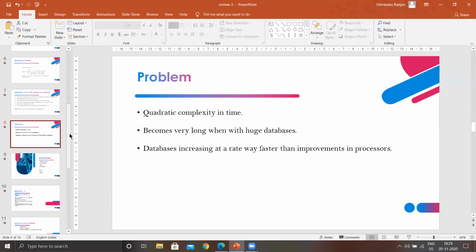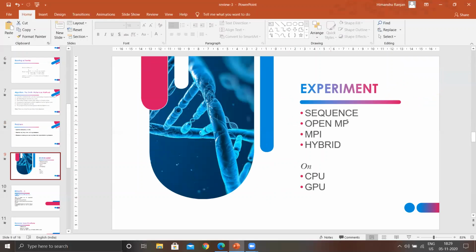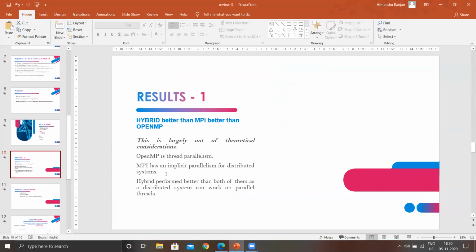To study the problem itself, we conducted a small experiment. We studied the sequential implementation of the SW algorithm, the parallelized implementations in the form of an OpenMP implementation, an MPI implementation, and then the hybrid implementation of OpenMP and MPI, on a CPU as well as on a GPU. The codes are attached in the project report. What we observed from the experiment is that the hybrid code is better than the MPI code, which is better than the OpenMP code. There are theoretical as well as experimental considerations behind this.